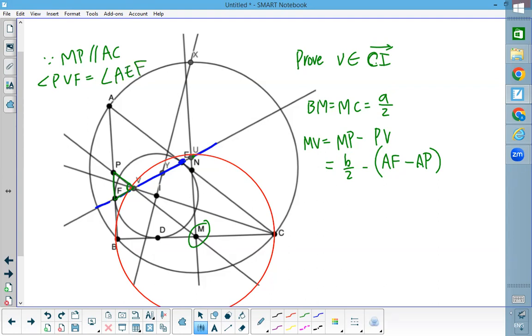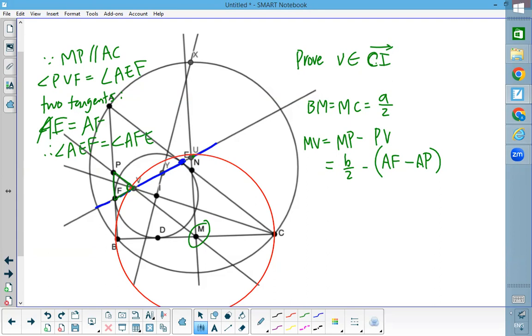But by the two tangent theorem, we have AE equal to AF, so therefore angle AEF is equal to angle AFE. So therefore, we have an isosceles triangle. Essentially, we have a lot of isosceles triangles here, so we can write that.